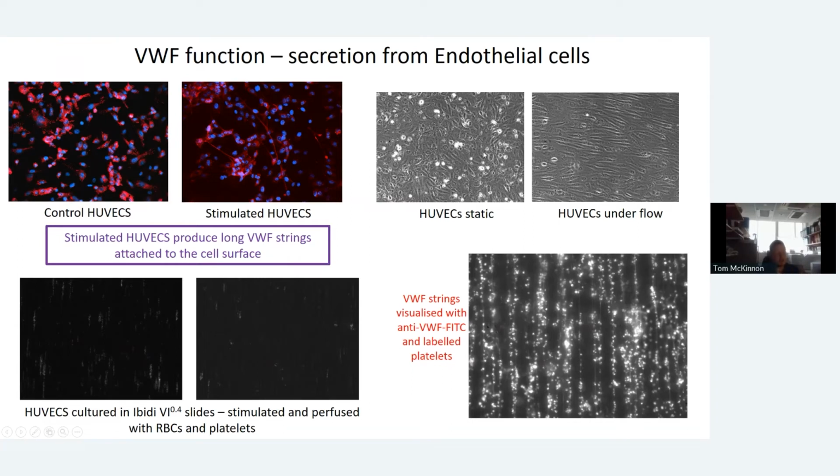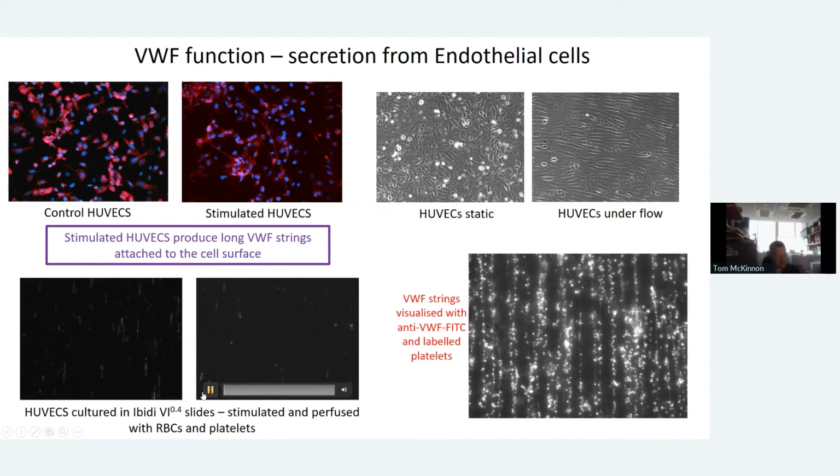Now, I'm sure in other sessions people have spoken to you about culturing HUVECs under flow, and we know that if we culture HUVECs statically, they form this kind of nice cobblestone layer. However, when we culture them under flow, they elongate in the direction of flow. But if we stimulate these and perfuse platelets over them, we see that the VWF protein gets released from the endothelium, and we see these long strings forming that represent platelets bound to the VWF protein.